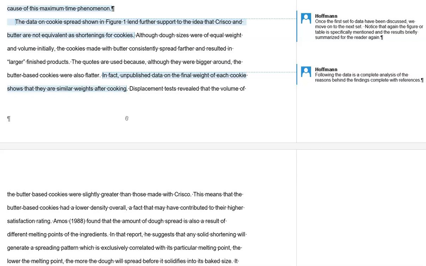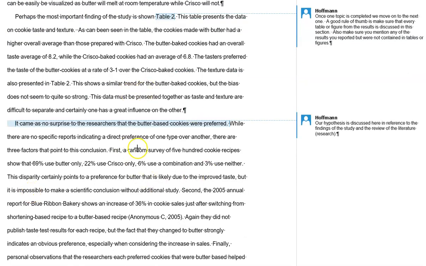We can see we still have our page numbers here. So we talk about figure 1. And then once we're done with those couple paragraphs with figure 1, we now bring up table 2. This talks about why it's the most important.